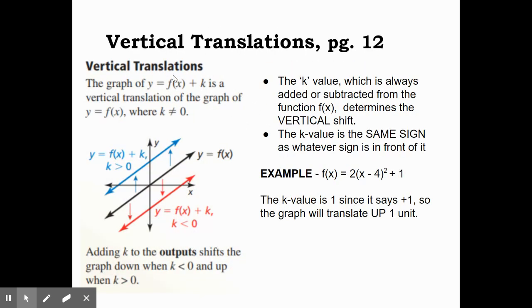All right. Vertical translation. K is the number that's added or subtracted from the whole equation, from the function, and it determines your vertical shift. The K value is always the same sign as whatever is in front of it. So again, this same problem as before. The K value is right here. This function has 1 added to it. So K is 1. And since it says plus 1, it will go up 1 unit.